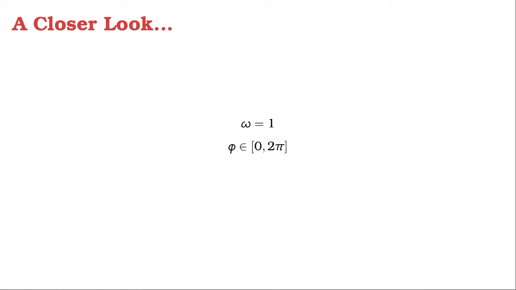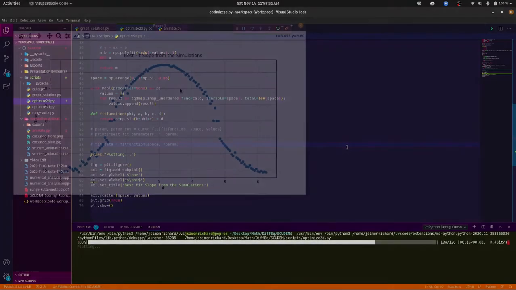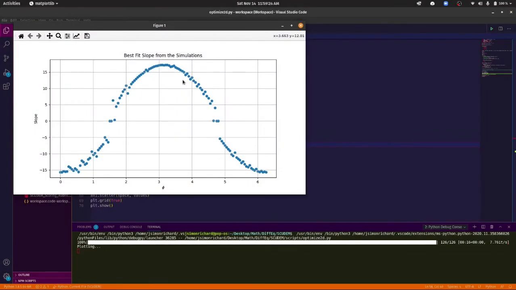Let's take a closer look at the simulations where omega equals 1. Phi will still be in the interval 0 to 2 pi. Alright, here's our graph. If we look at our points, it looks like we're getting the behavior we want at around phi equals 3. Let's use a best fit sine wave to find which phi maximizes this effect.